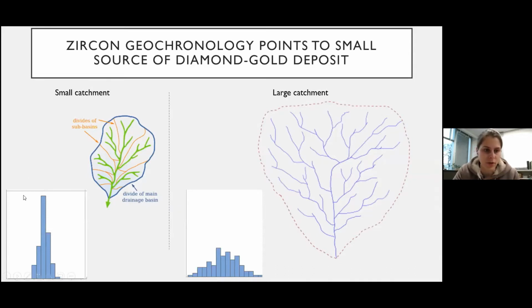Because the zircons have quite a limited age range, we have quite a tight histogram, and this points to a relatively small catchment area. So likely these zircons came from a relatively small hinterland where the variety of sources was more limited, compared to if you had, for example, a larger catchment, which would result in a much broader histogram for the age range of the zircons.